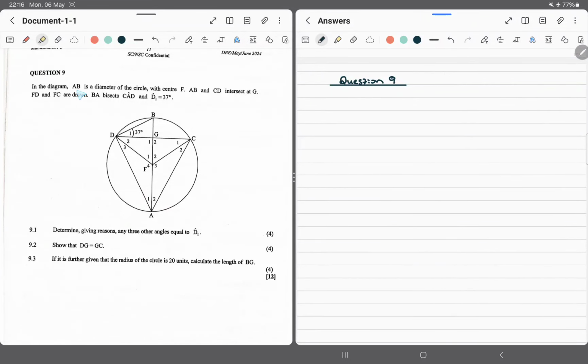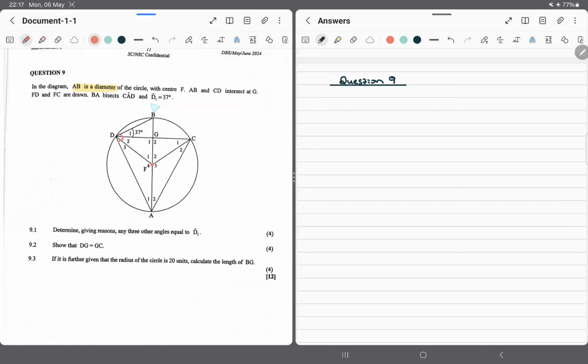So yeah, that was pretty easy, the first one. It's usually very easy. In the diagram, AB is a diameter of the circle with center F. Okay, these are pretty good things to ensure you've got under control. So if this AB is a diameter, it simply means it subtends a right angle at the circumference. That's the angle in the semicircle.